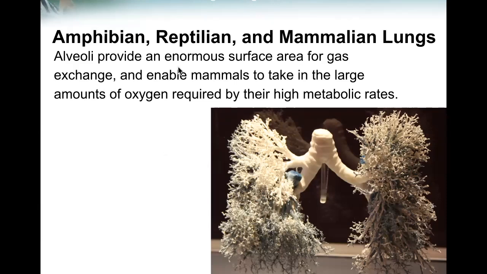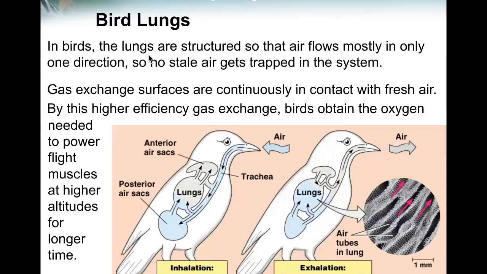Alveoli provide an enormous surface area for gas exchange and enable mammals to take in the large amount of oxygen required by their high metabolic rate. In birds, the lungs are structured so that the air flows mostly in one direction, so no stale air gets trapped in the system. Gas exchange surfaces are continuously in contact with fresh air. By this higher efficiency gas exchange, birds obtain the oxygen needed to power flight muscles at high altitudes for longer time.